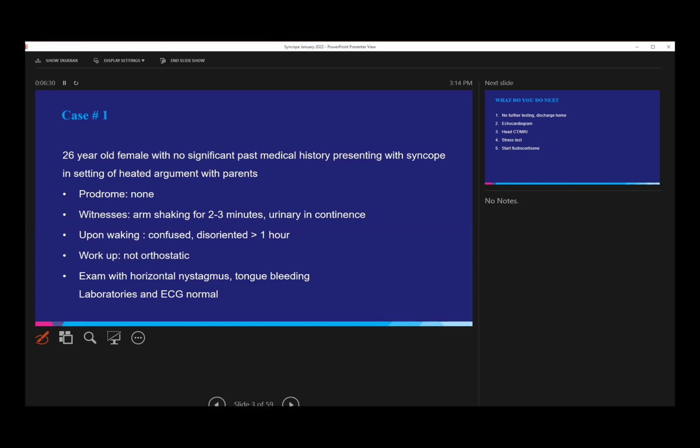26-year-old female with no significant past medical history, presenting with syncope in the setting of heated argument with parents. No prodrome. Witnesses saw arm shaking for 2 to 3 minutes. Urinary incontinence. Upon waking, the patient is confused and disoriented for more than 1 hour, not orthostatic, and exam with horizontal nystagmus and tongue bleeding. Labs and EKG normal.